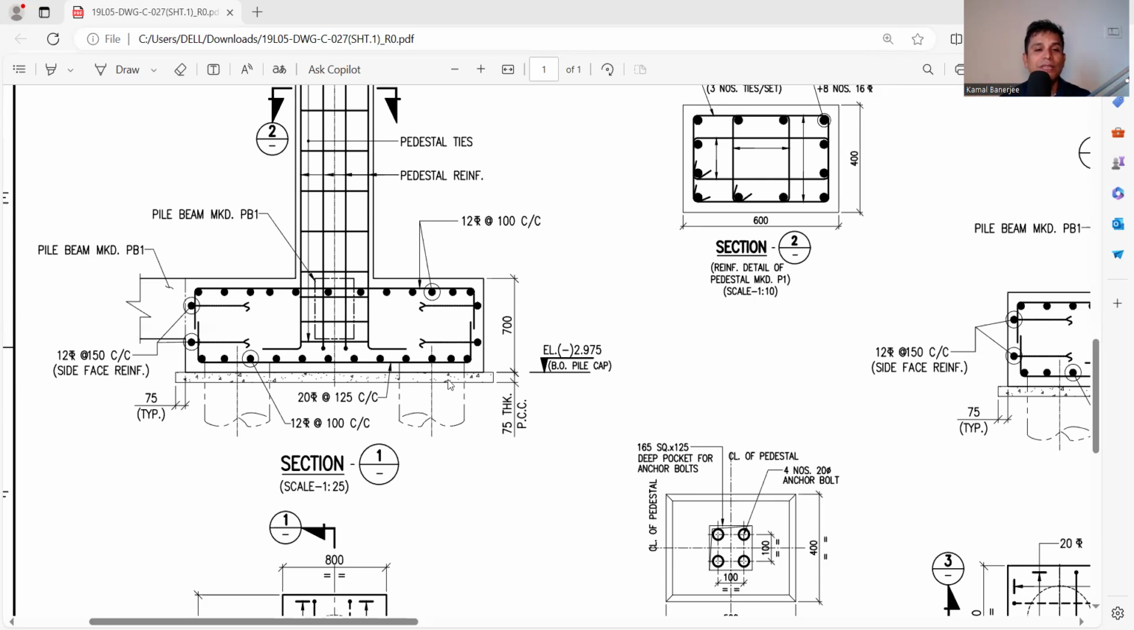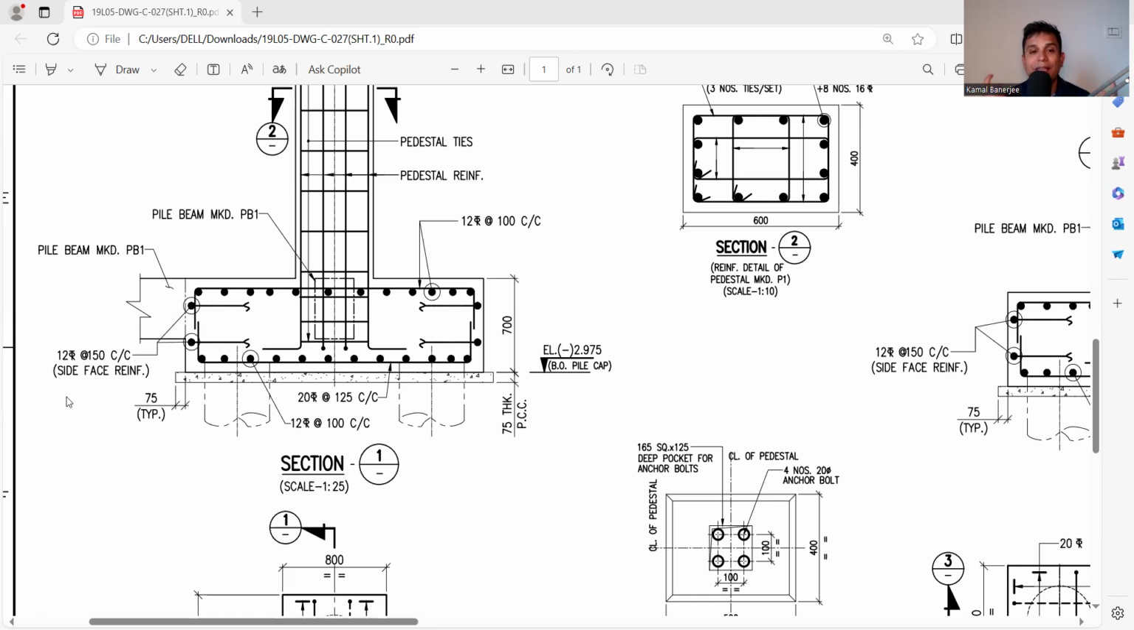Now from here you can see the distribution. Main rod is 12 torr here, 12 torr at the 125 center to center, and then distribution 12 torr at 100 center to center. In the top, both directions are 12 torr at 100 center to center. Now here you can see there is also reinforcement that is called the skin reinforcement or the face reinforcement. In the pile cap, we provide this skin reinforcement, or the side face reinforcement. So what is that? 12 torr at the rate of 150 center to center. So the face bar or the skin reinforcement is 12 torr at the rate of 150 center to center. So now I have found out the pile cap dimension.